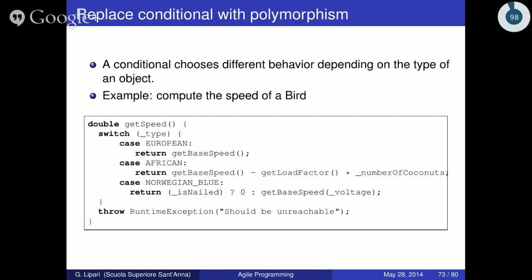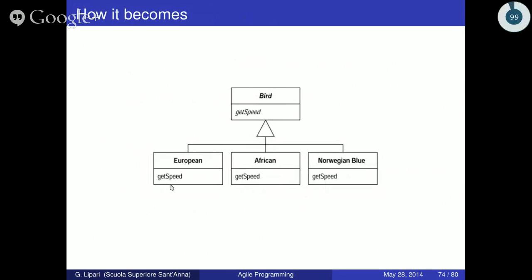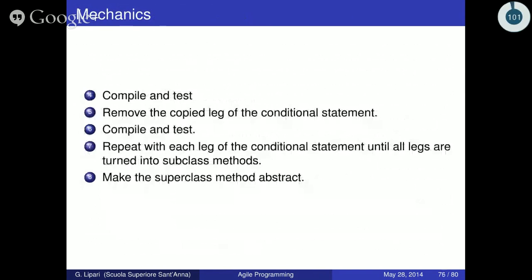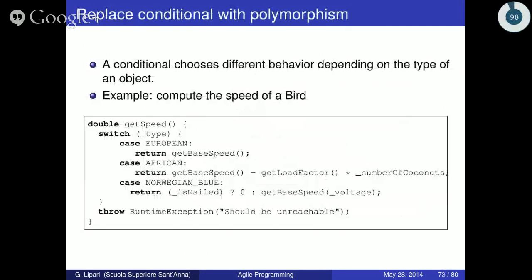Okay, so you start with this, and you start by moving the first leg, get by speed, into European. Okay? You compile and test. Then you remove the copied leg of the conditional statement. Compile and test. So you take this European, you move this part into class European, compile and test. Then you remove this part, compile and test.